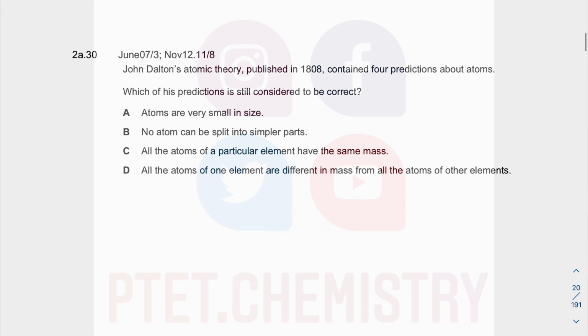This is the last question of this 5-question series. So John Dalton has this atomic theory. It has 4 predictions about atoms. Which of his predictions is still considered to be correct? Well, it said atoms are very small in size, but protons, electrons, neutrons are even smaller because these are the components that make up an atom. Alright, no atom can be split into smaller parts.